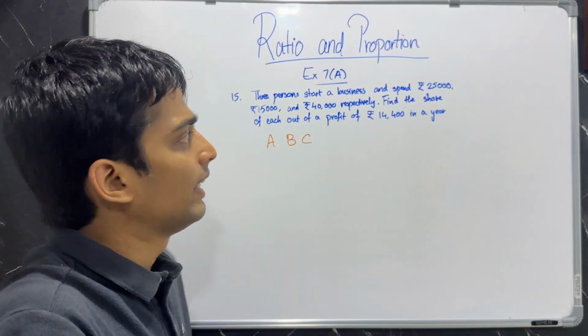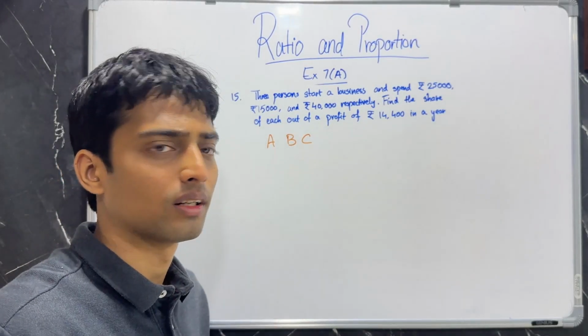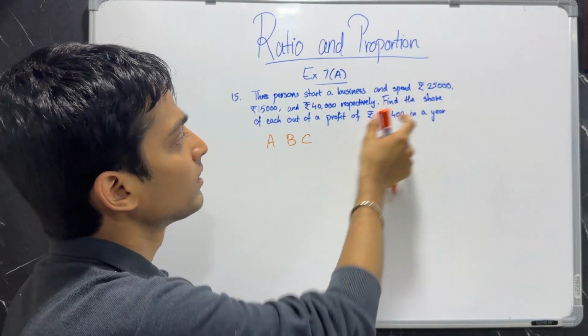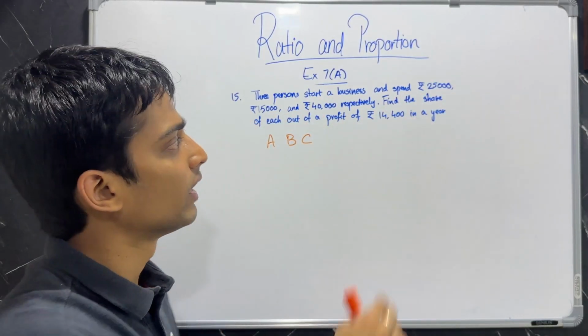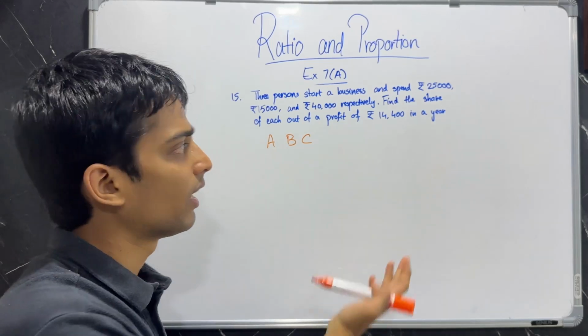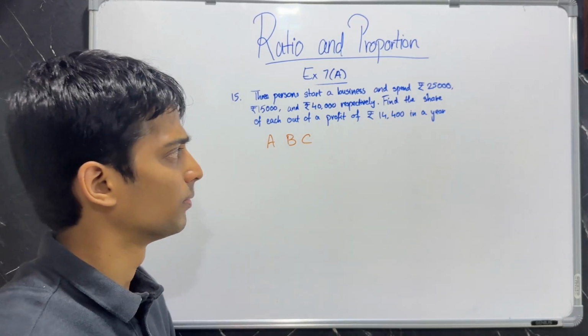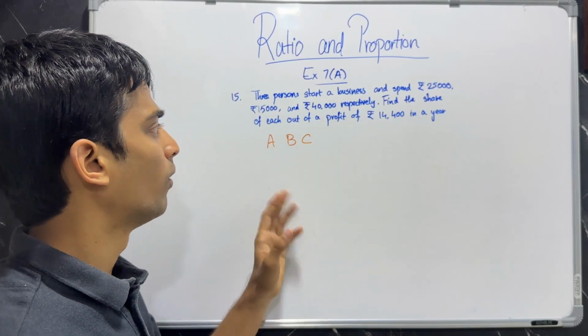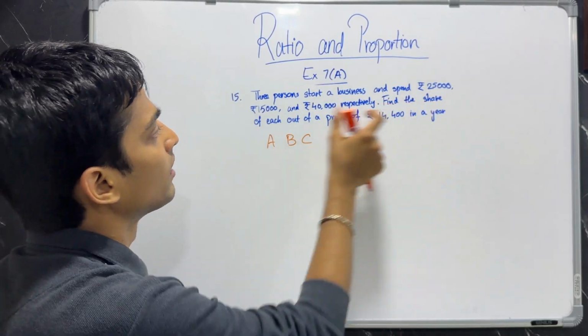Now, at the end of the year, they receive a profit which is divided among A, B, C based on how much they have invested. If they have invested a higher amount, they'll get higher profits. So, first step would be to find the ratio of their investment.